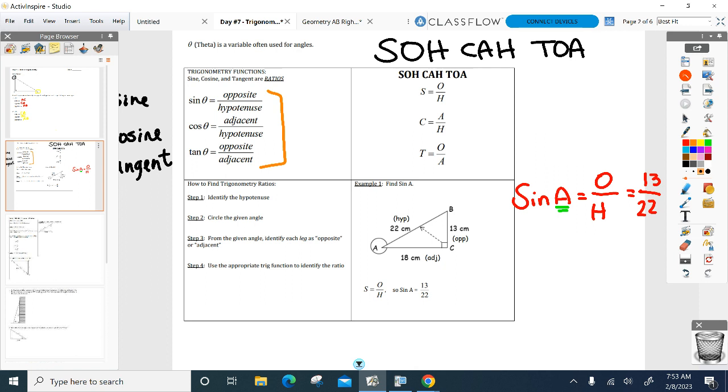Last thing before we really get cooking here: I will never ask you to go from the right angle. You should never be doing any of these problems from the right angle. Why? What if I said what's adjacent to the right angle? We've got a problem, don't we? This one or this one? So it will always be from one of the other two acute angles.